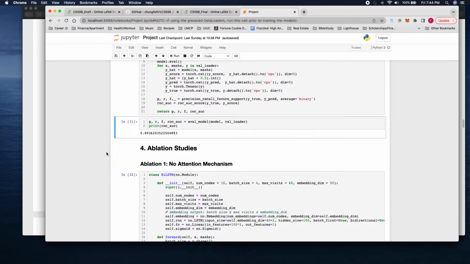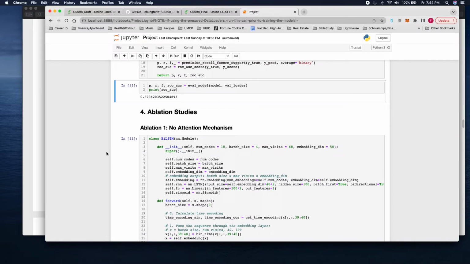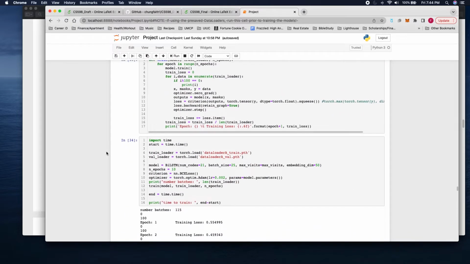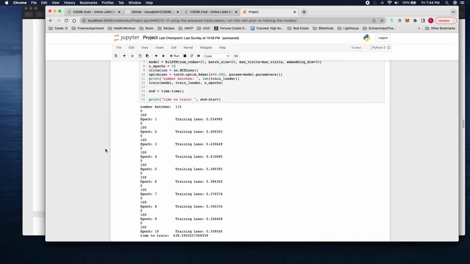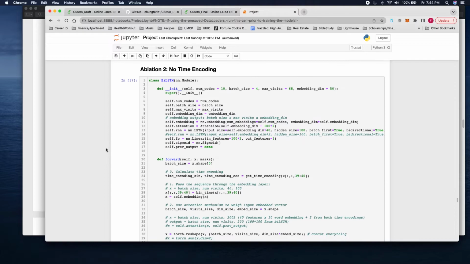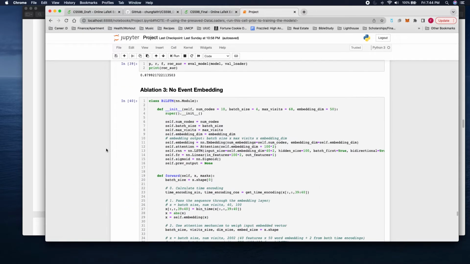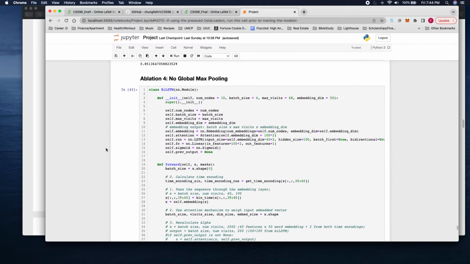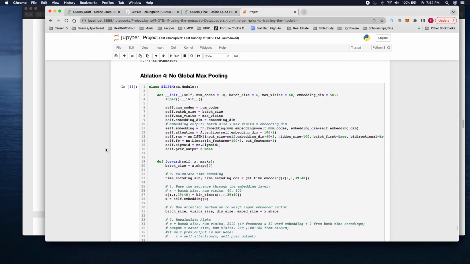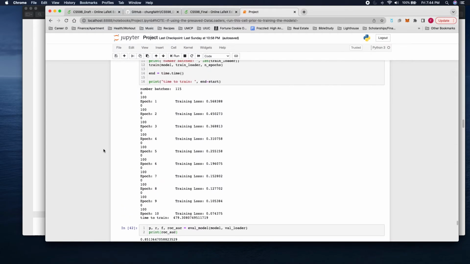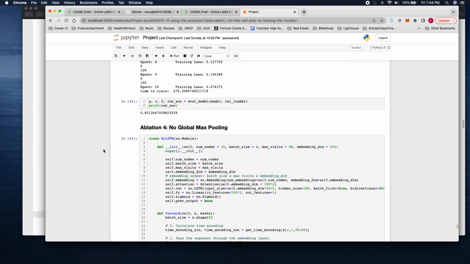So I basically got rid of one component at a time and then ran the model and checked to see how important that component was in the overall model's performance. So you will see 4 ablation studies in my Jupyter notebook in my Git repo, one for each component. So the embedded vector, the time encoding, the global max pooling, and the attention mechanism.